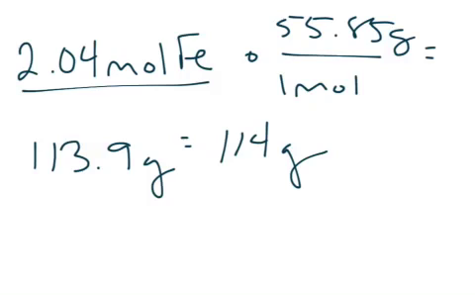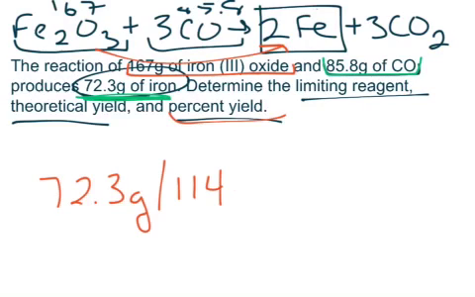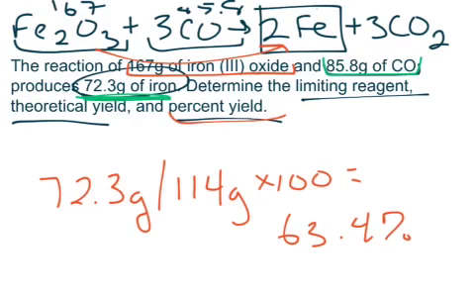And the very, very last step is to compare what we theoretically can produce all the way back to what it says we actually produced. So in this case, it says you really only collected 72.3 grams of iron. So to get percent yield, which is the last step right here, we do 72.3 grams divided by 114 grams times 100, and we get 63.4%.